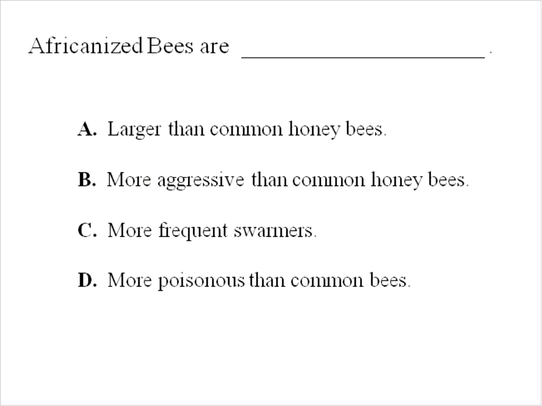So I want to ask you a question about this. And this is our first active thing, and we're going to give you A, B, C, D. Lee J has put that up there if you can vote on their little quiz. And that is, Africanized bees are blank. A, larger than common honeybees. B, more aggressive than common honeybees. C, more frequent swarmers. Or D, more poisonous than common bees. So I'll give you a second on that.